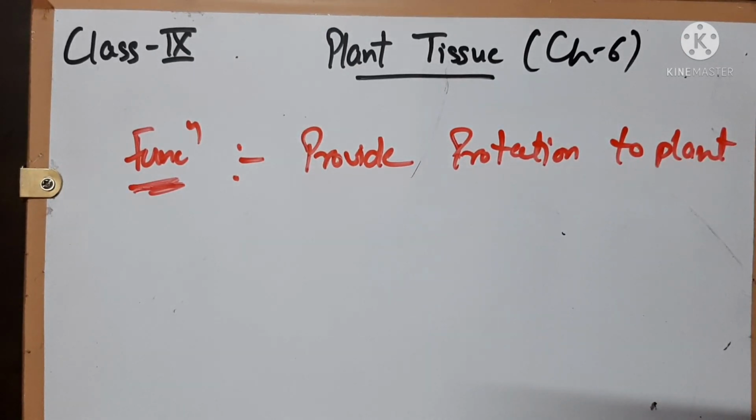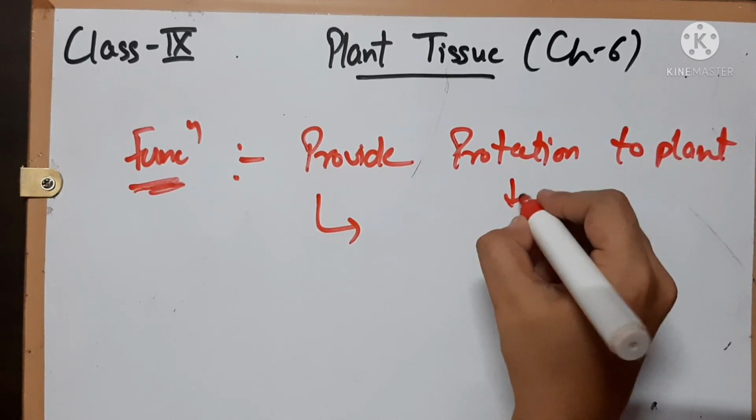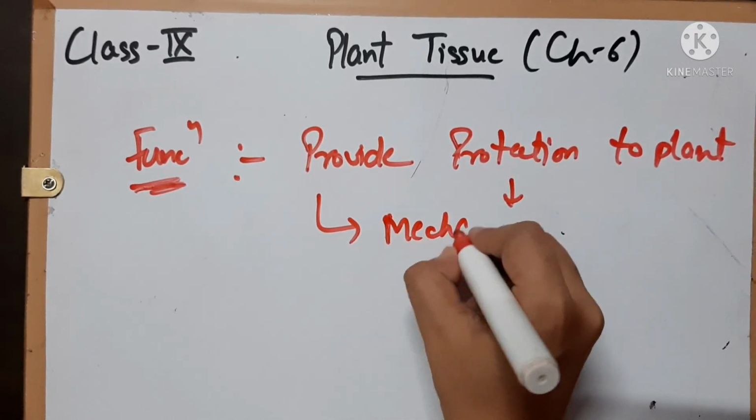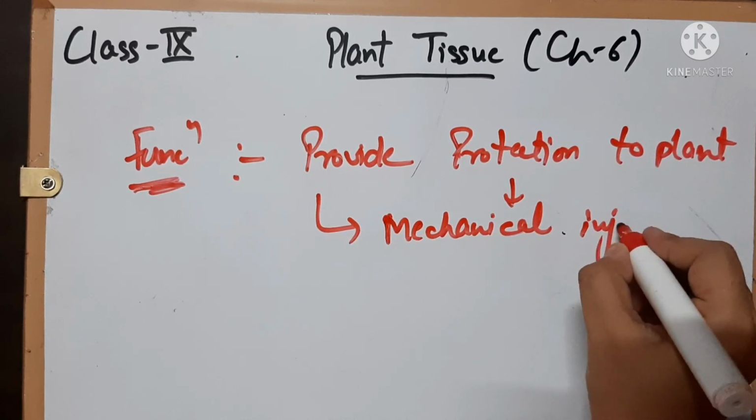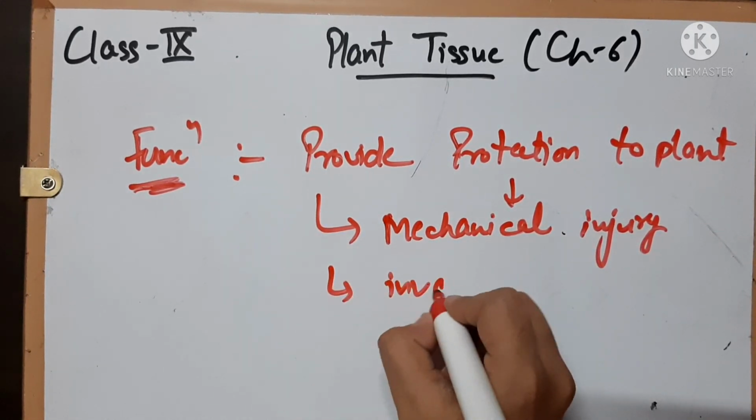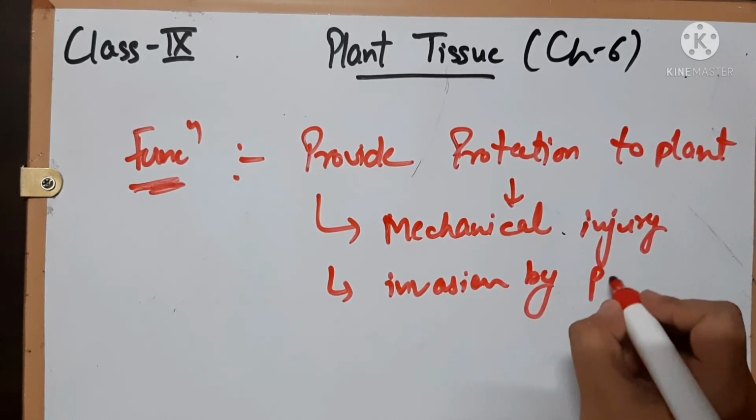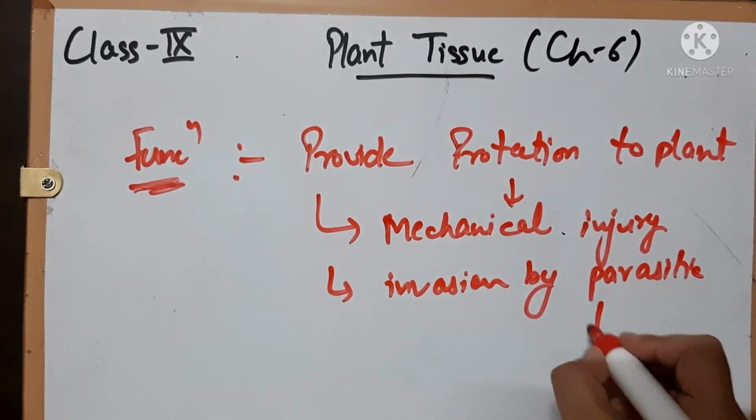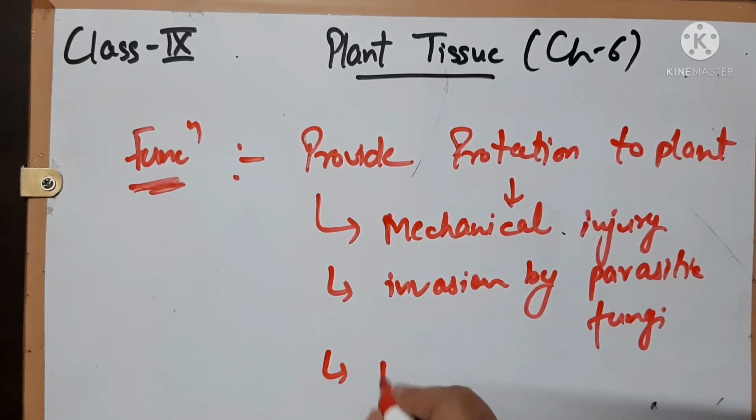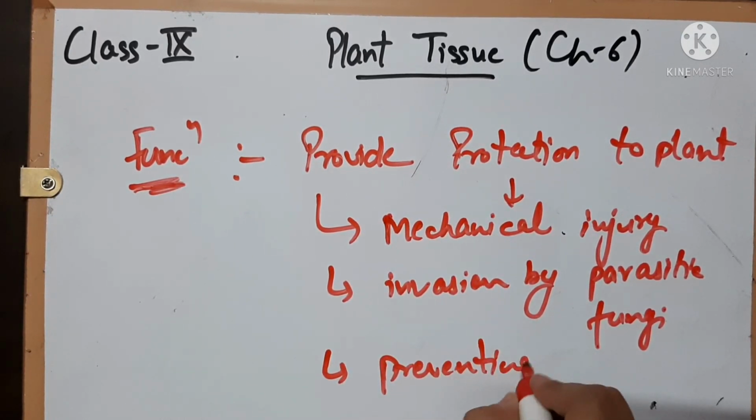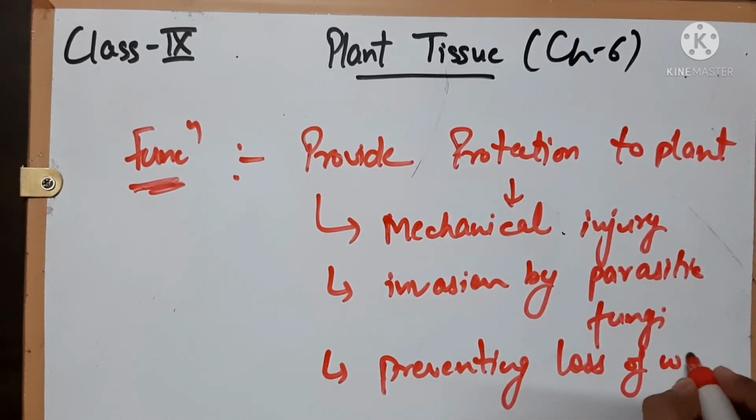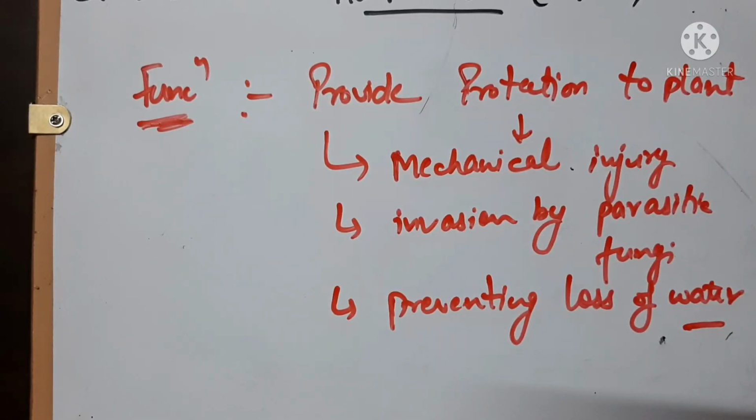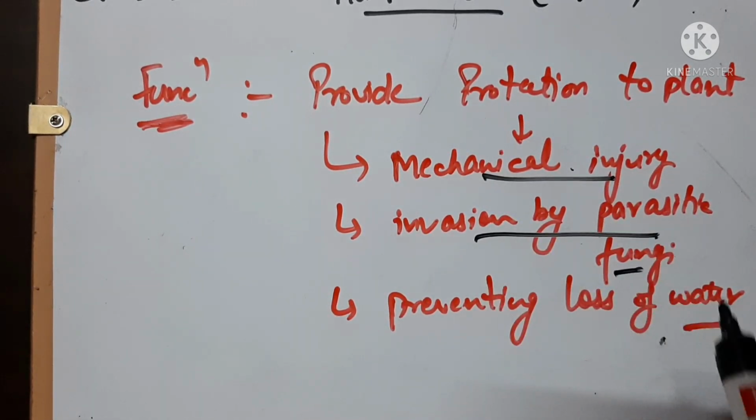The epidermis will provide protection from mechanical injury, invasion by parasitic fungi, and preventing loss of water. So the major function of epidermis is providing protection to the plant. Protection in terms of mechanical injury, invasion by parasitic fungi, and prevention of loss of water.